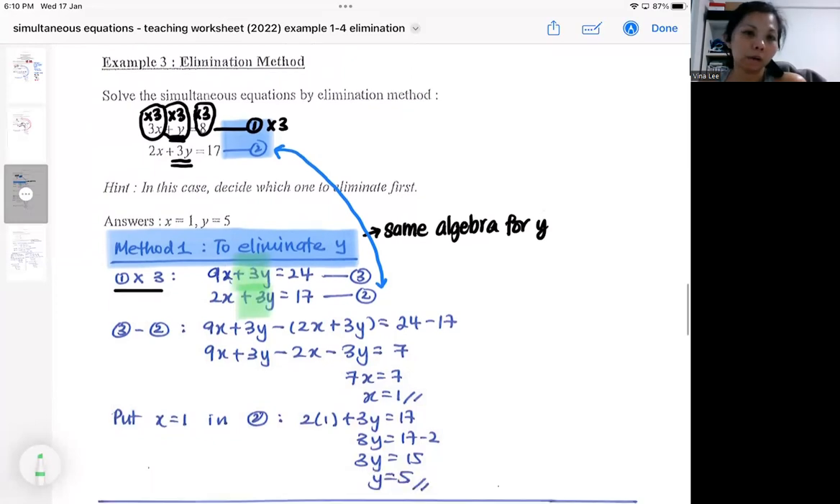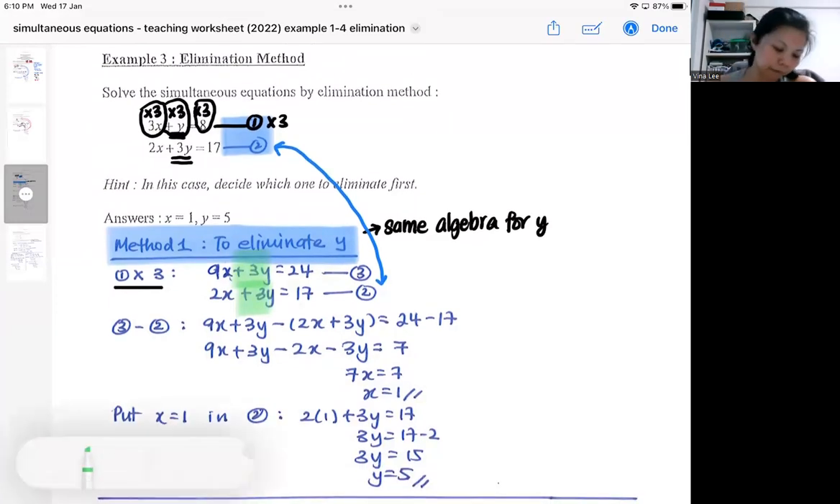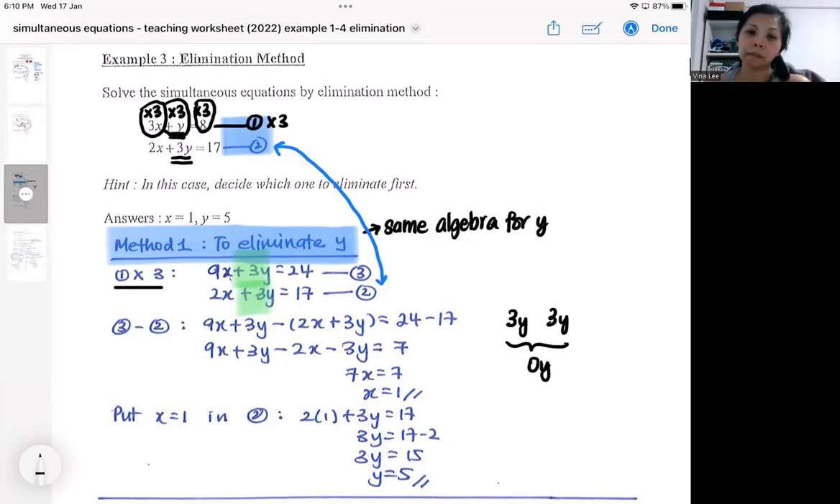Your same algebra has the same sign. It's positive, both are positive. So 3y and 3y. How can I make it a 0y? I'm going to subtract these two equations. I'm choosing equation 3 minus equation 2. You can also choose 2 minus 3.